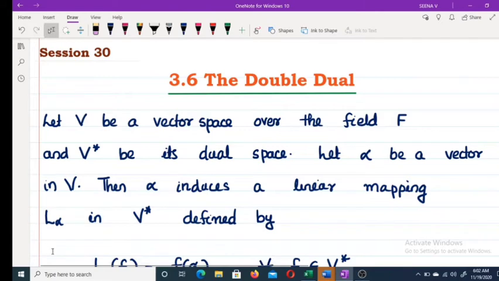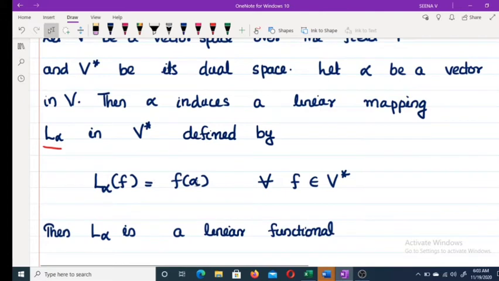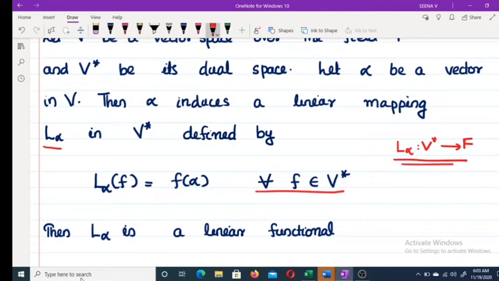Now we are defining a new mapping L alpha. What is L alpha? Let alpha be any vector in V, then alpha induces a linear mapping L alpha in V star defined by L alpha of f is equal to f of alpha. So L alpha is actually a mapping from V star to F, defined by L alpha of f is equal to f of alpha for every f belongs to V star. Then the result says that L alpha is a linear functional.